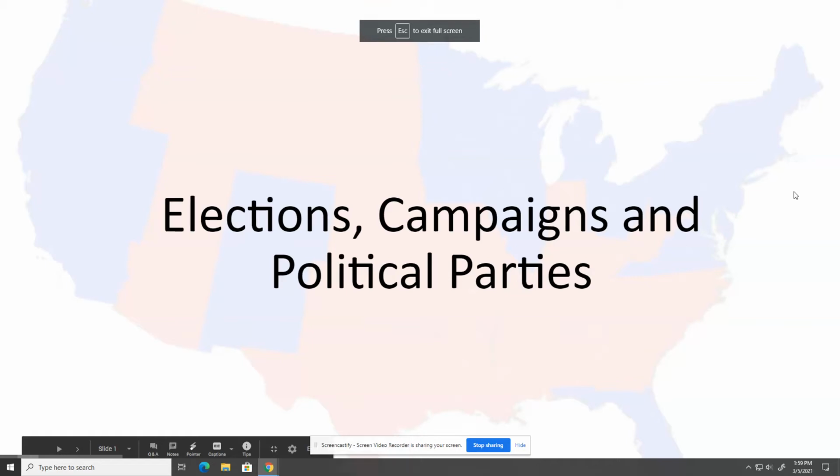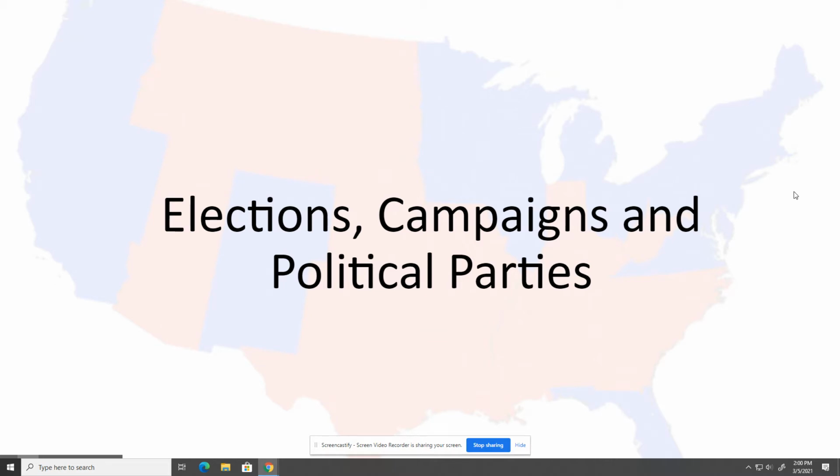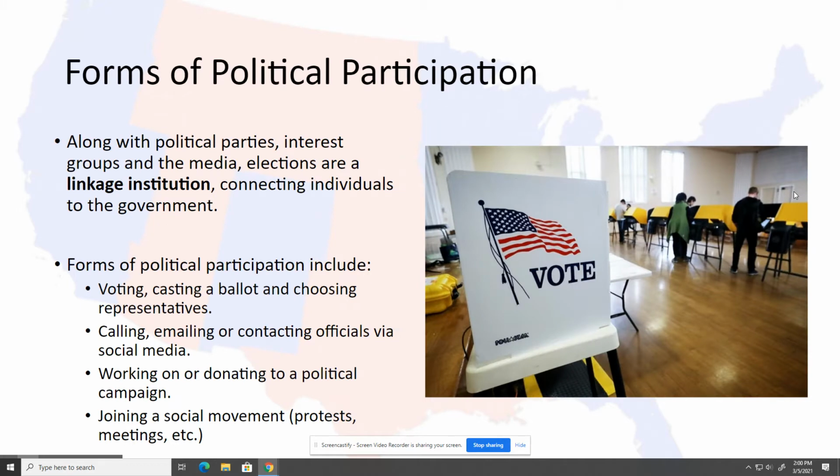All right, we're starting our final unit on linkage institutions. So we're going to be talking about elections, campaigns, political parties, interest groups, and the media. So what are linkage institutions? Political parties, interest groups, the media, elections, these are all ways to connect individuals to the government.